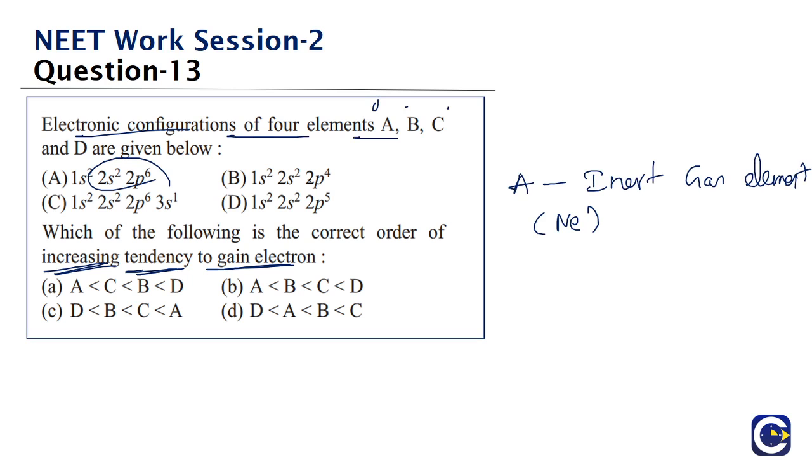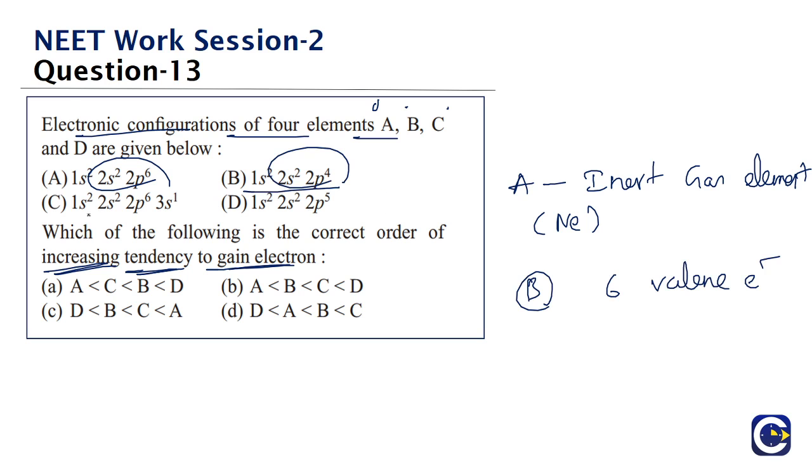Then B. What is B? 1s2, 2s2, 2p4. So B, I mean we know what is B also, but generally even if we are not looking at what is the actual B element. What is B element here? 1s2, 2s2, 2p4 means what is this? This is oxygen. But here what we can tell about B is B has 6 valence electrons.